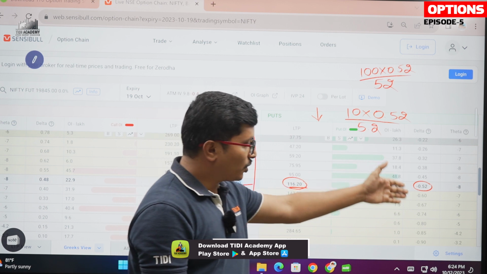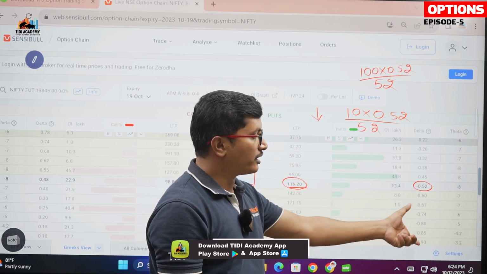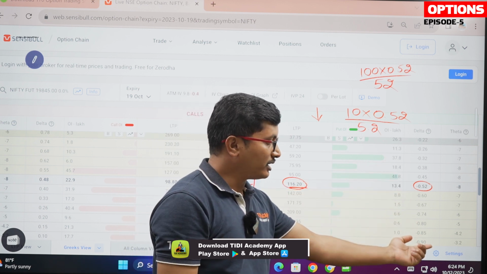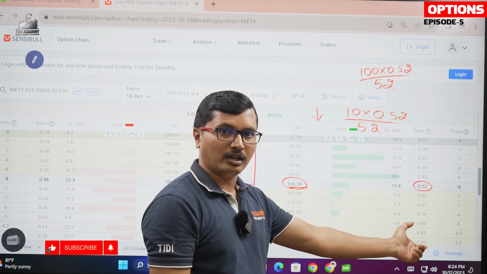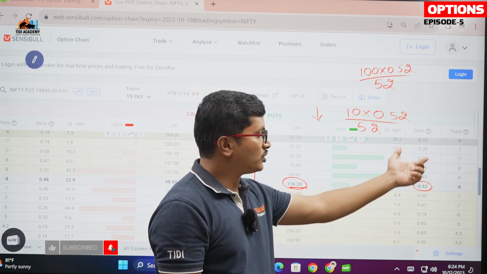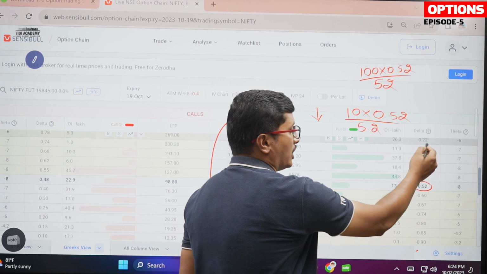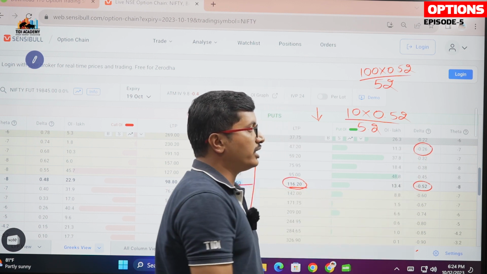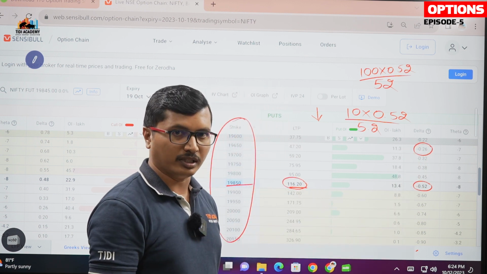As and when you go deep in the money, you will get more profit, but in the money the risk is more and the reward is also more. When you come to out of the money, the risk is less and the reward is also less.